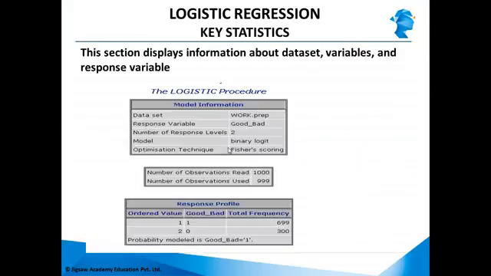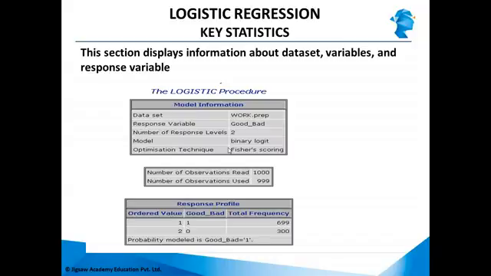Let's start with the first set of tables, which is the model information tables. Now, this is just descriptive information about the data set, the variables, and the response variables. For example, for this particular logistic output, it tells us we've used a data set called prep, which is in the work library. The response variable that we are modeling is good_bad.